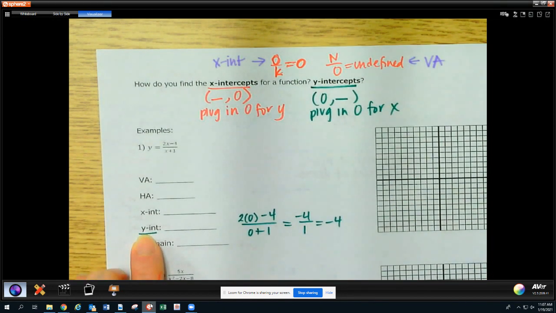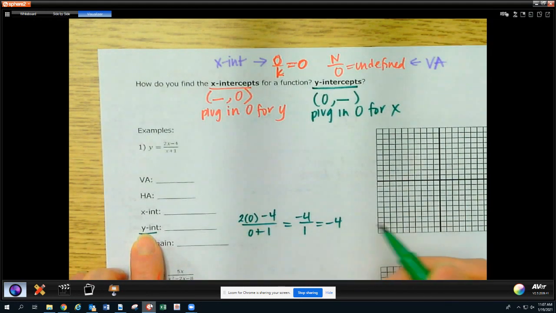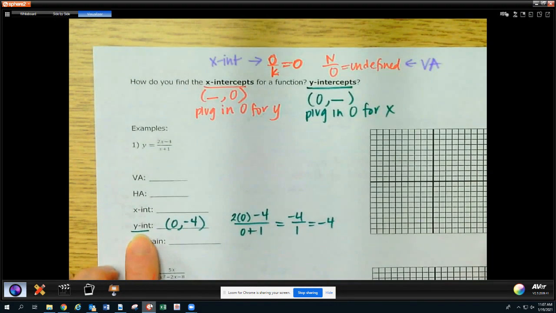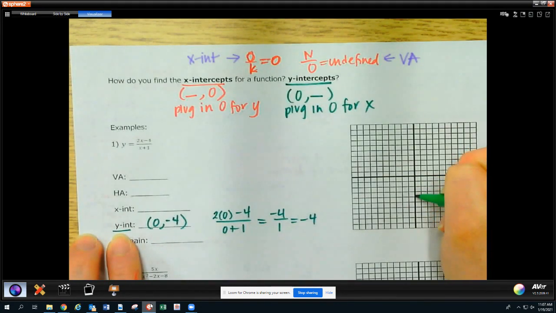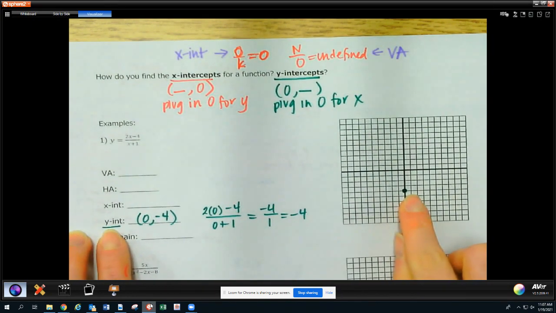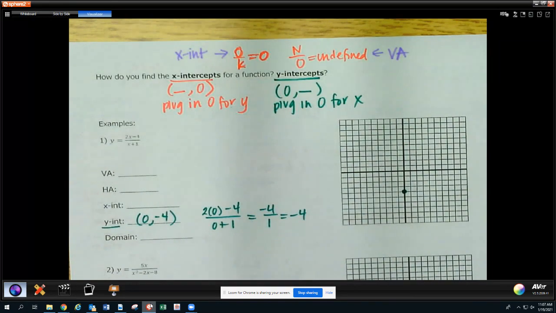Don't say y equals negative 4 because that looks like a horizontal asymptote. You want to write it as an ordered pair. And so this would be 0 for the x, negative 4 for the y. And on my graph, there's the y-intercept.